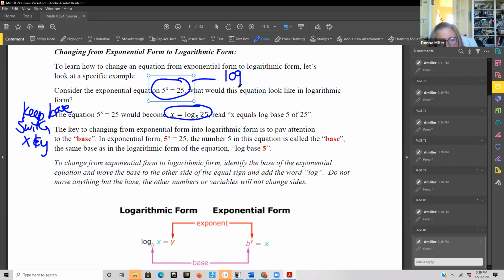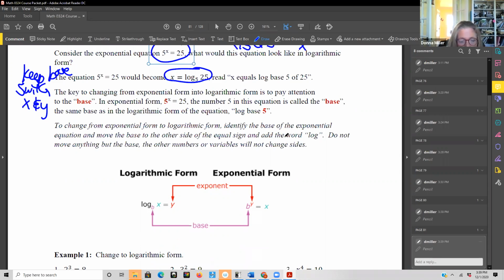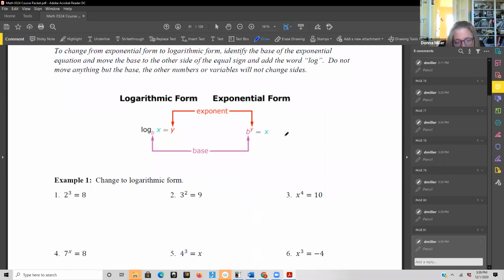So the base of this is the bottom number. The base of this is 5. So I say log base 5 of the other number, 25 equals x. All right, so that's how I do it. I keep the base and I switch x and y. She's got kind of a wordy explanation there. So keep the base, switch y and x.